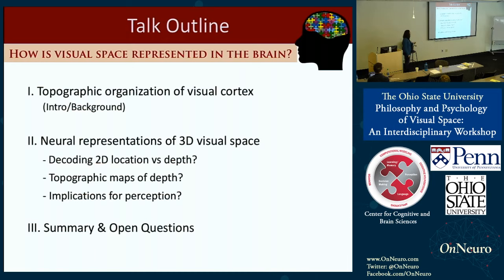So I have two fMRI studies, one looking at comparisons of how we code two-dimensional space versus position and depth, then getting a bit more detailed into whether we actually have maps in the brain of depth information. And then if there's time, I'll talk a little bit about some of the perceptual and behavioral studies we've been doing in the lab trying to link these. Then I'll also end with a summary and some open questions.